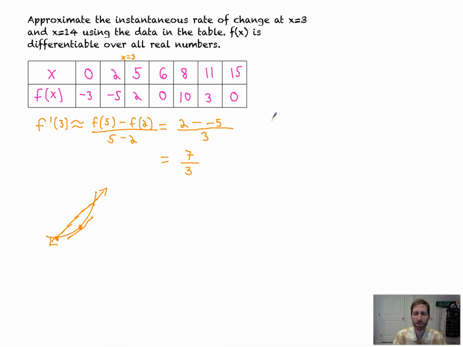Pretty sweet. All right, so if we're going to approximate the instantaneous rate of change at x equals 14, we're essentially approximating f prime of 14. So I write it as f prime of 14 is approximately, that would be f of, well, let's find the two numbers that sandwich 14, 11 and 15. So that would be f of 15 minus f of 11, the slope of the secant line between 11 and 15, all over 15 minus 11. And that is equal to f of 15 is 0, minus f of 11 is 3, all over 15 minus 11, which is 4.